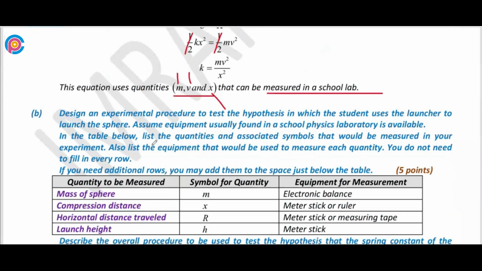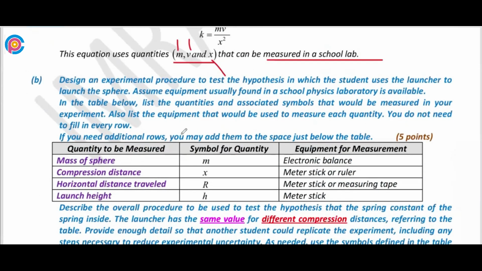In the table below, list the quantities and associated symbols that would be measured in your experiment. Also list the equipment that could be used to measure each quantity. You don't need to fill every row. If you need additional rows, you may add them in the space just below the table. Now, first, this is an empty table given in the paper with three headings: quantity to be measured, symbol for the quantity, and equipment for the measurement.